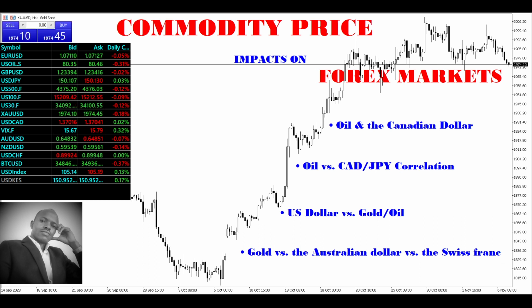The strengthening of the US dollar essentially means holders require only a small amount of the dollar to buy an ounce of gold or a barrel of oil. In this instance, oil and gold prices tend to become much lower in response to dollar strength.